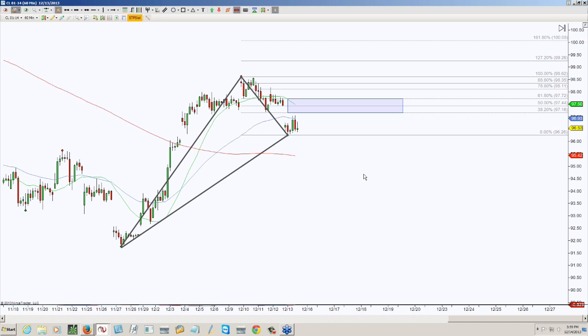Are you showing the STP indicator today? That's what my dots are. Those are the STP indicator.